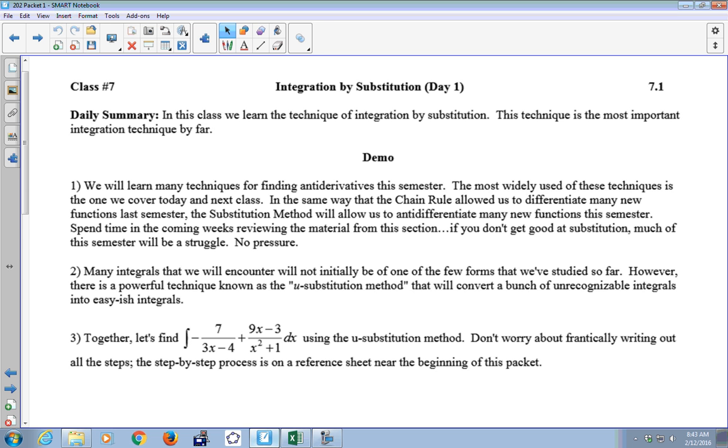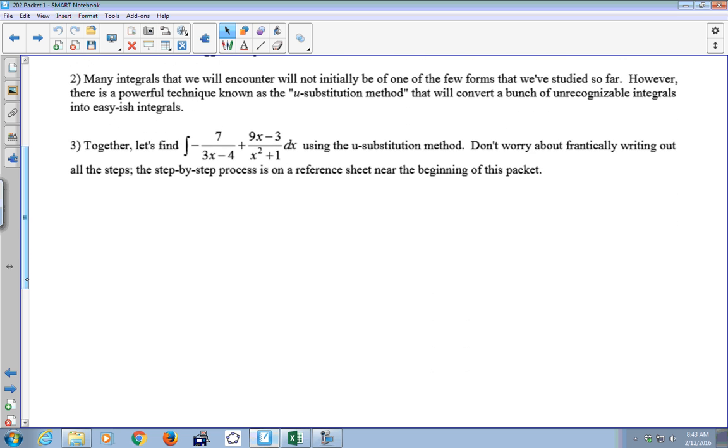So many integrals that we will encounter will not initially be one of the few forms that we've studied so far. So right now we can do really basic going backwards antiderivatives, right? So if the function is simple enough, we can say I know a function whose derivative is that, so I can go backwards and get an antiderivative. But there's a powerful technique known as U substitution that can convert a bunch of unrecognizable integrals into easy-ish integrals.